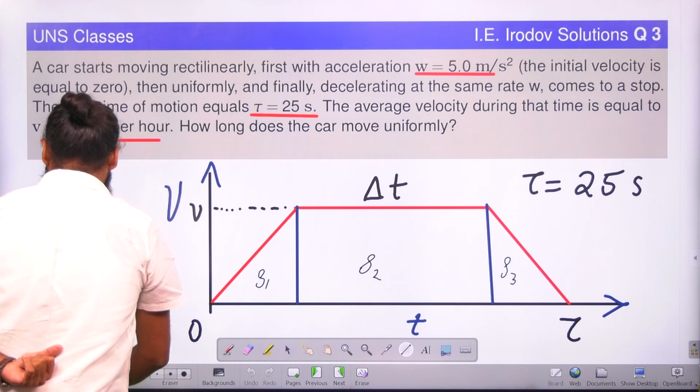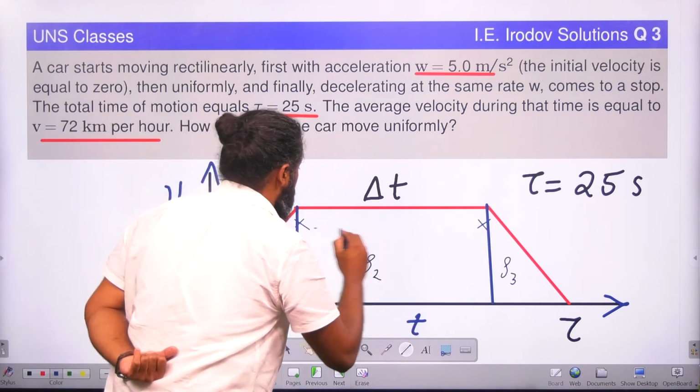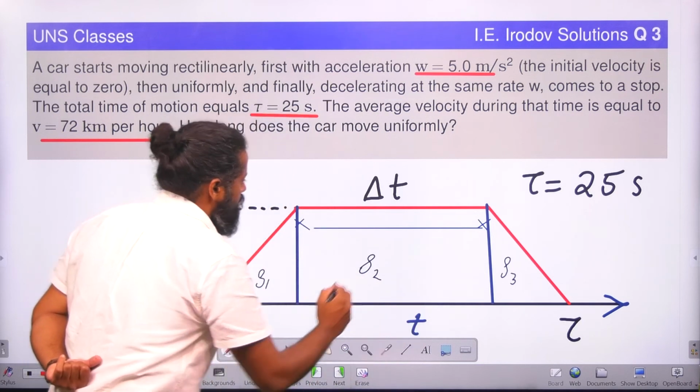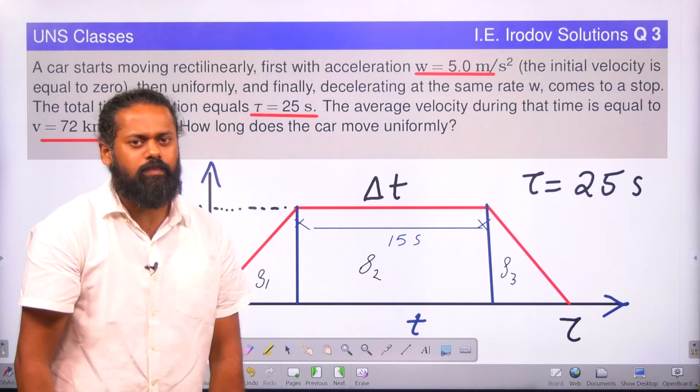See, this is the idea. So here, from here to here, if you are measuring the time, that is going to be 15 seconds. I hope all of you understood this solution.